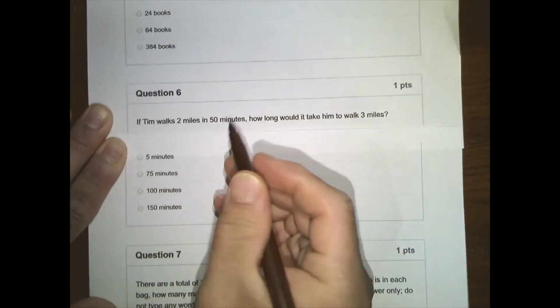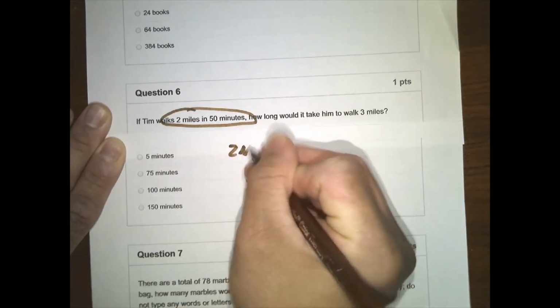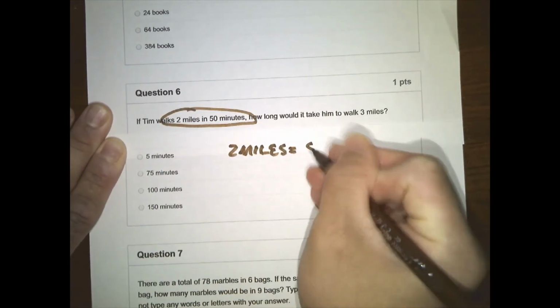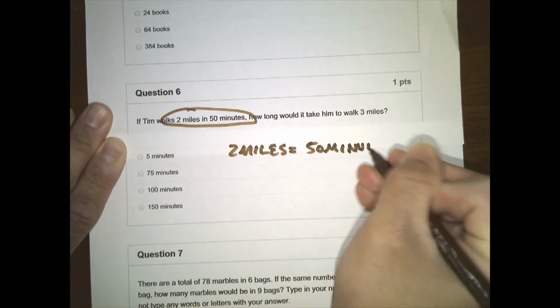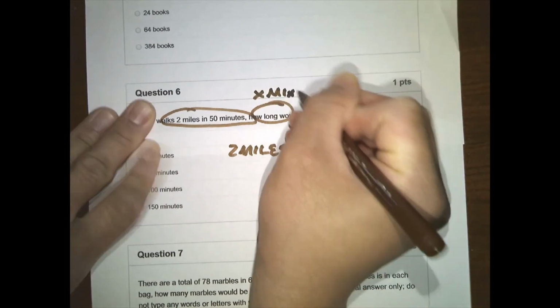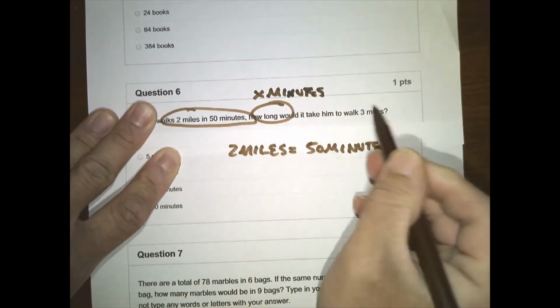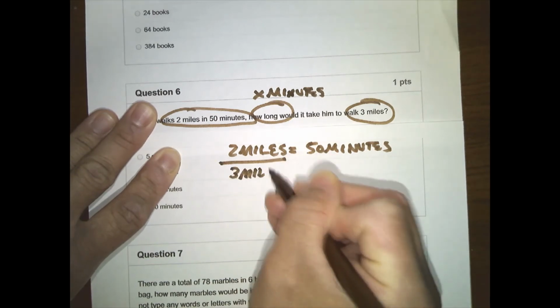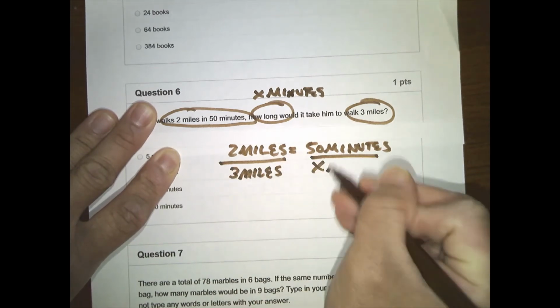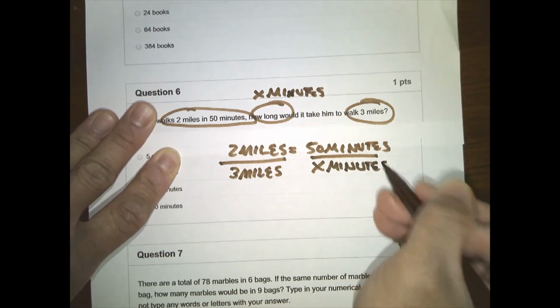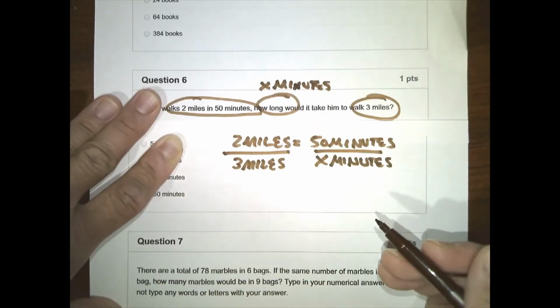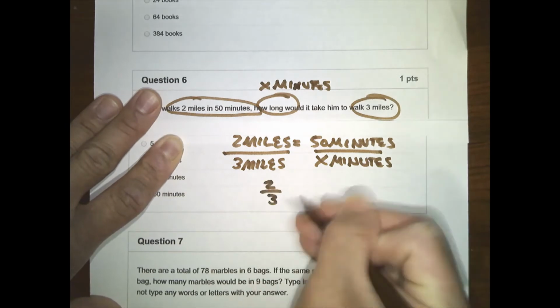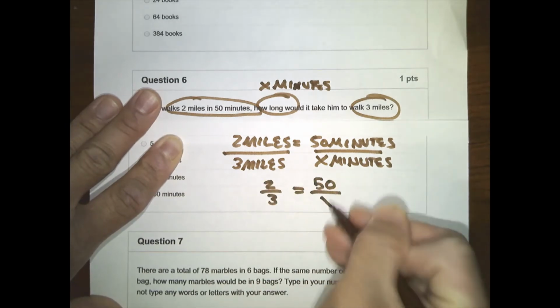So again, if Tim walks 2 miles in 50 minutes, then how long, X minutes, would it take him to walk 3 miles? So I'll write the 3 miles under the 2 miles and the X minutes under the 50 minutes, and now I just have the proportion 2 over 3 equals 50 over X.